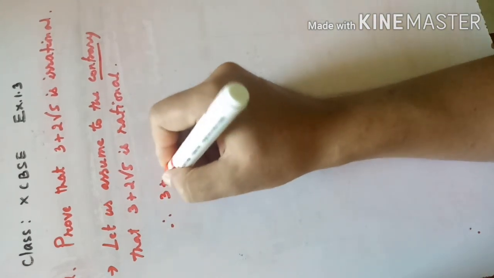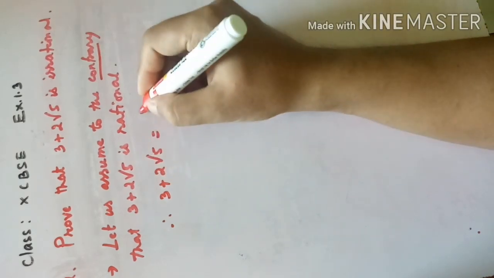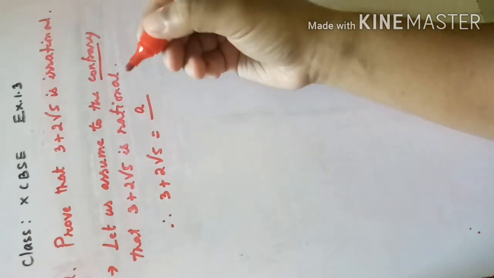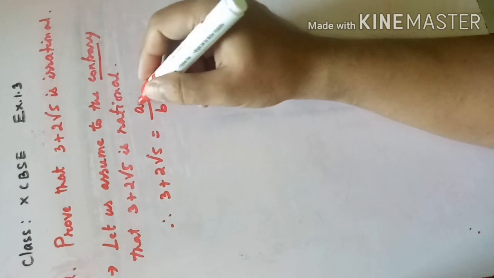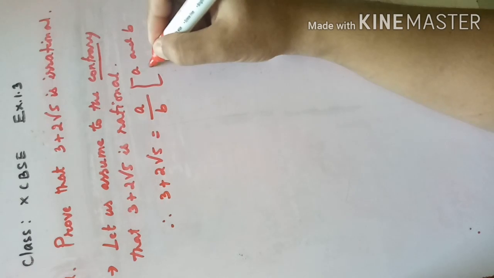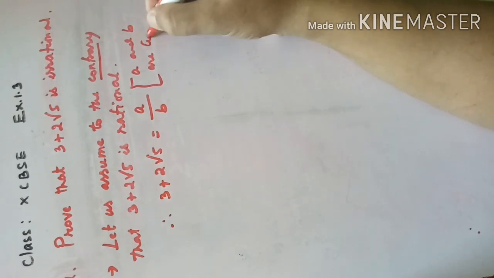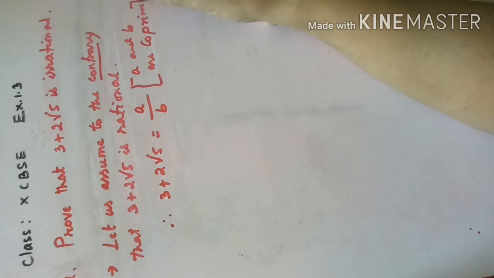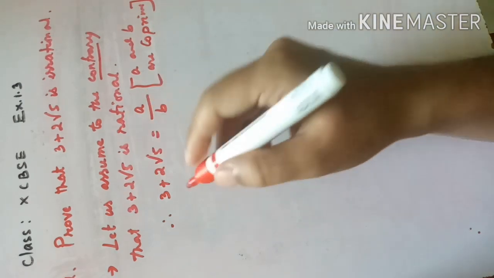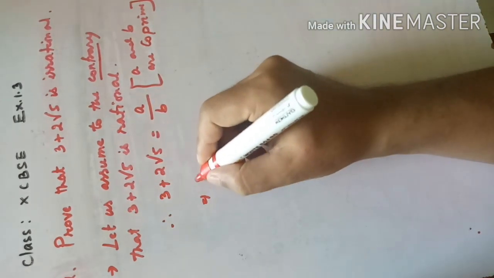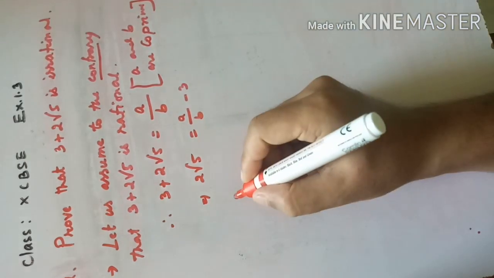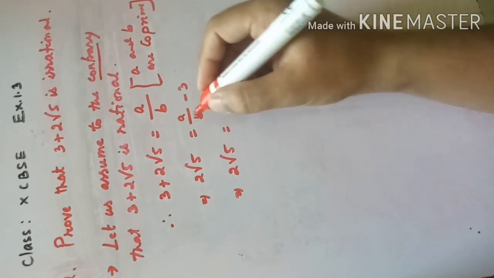So 3 plus 2 root 5 can be written in the form of p by q. You can write p by q or a by b, not a problem. So it is in the form of a by b now, where a and b are co-prime, that is, a and b should not have any common factor. Transfer 3 to the left side. So what will come here now? 2 root 5 is equal to a by b minus 3.